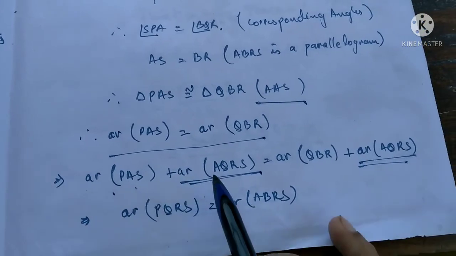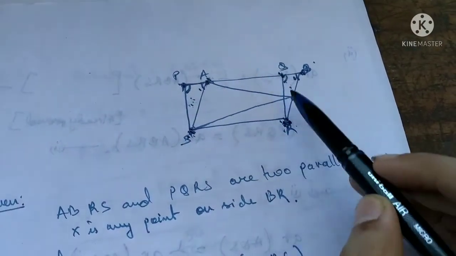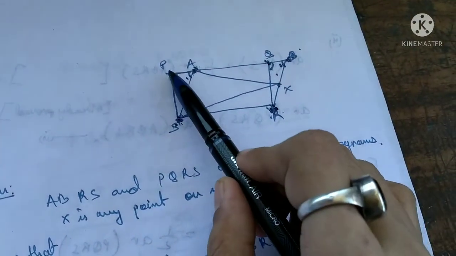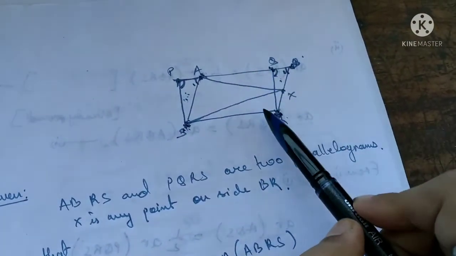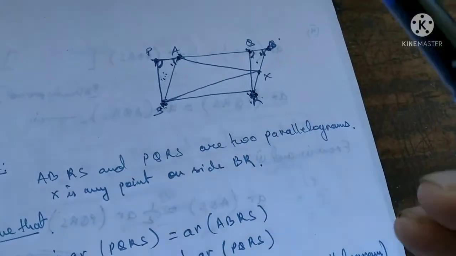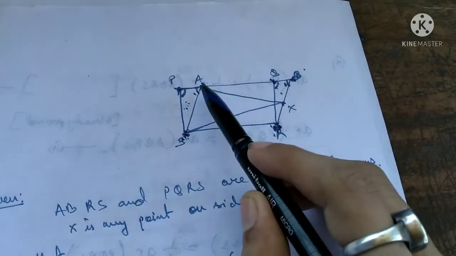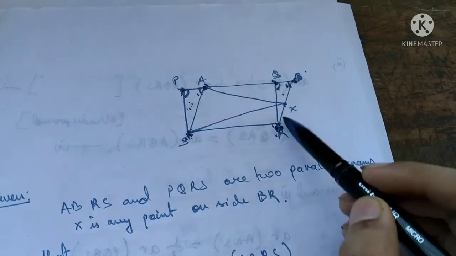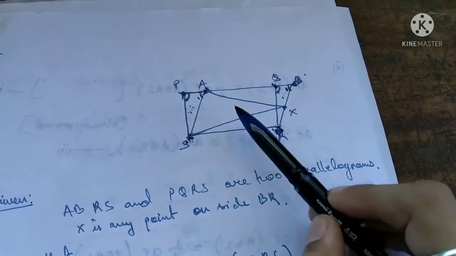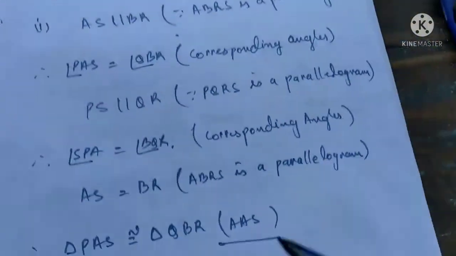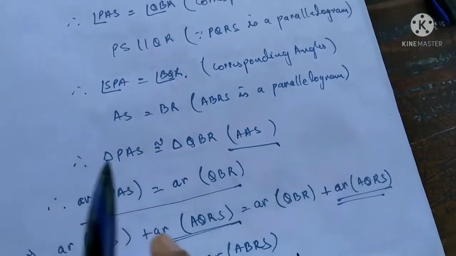Now, area of PAS plus area of AQRS: the area of PAS is this triangle, plus AQRS, this much area, gives the whole parallelogram PQRS. And on the right-hand side, again this triangle plus this portion AQRS gives the whole parallelogram ABRS. Understand? So ultimately, area of PQRS is equal to area of ABRS. This is our first proof.